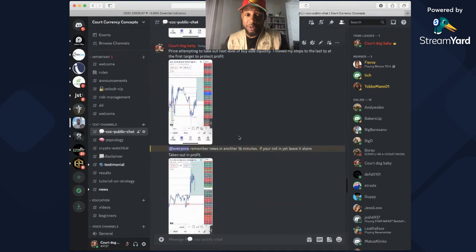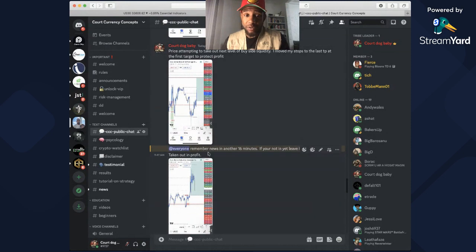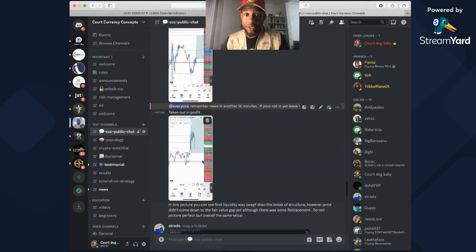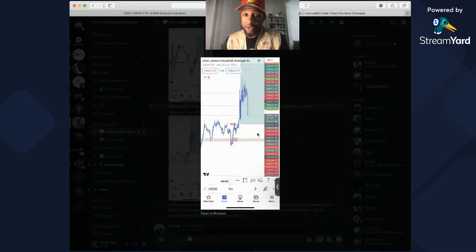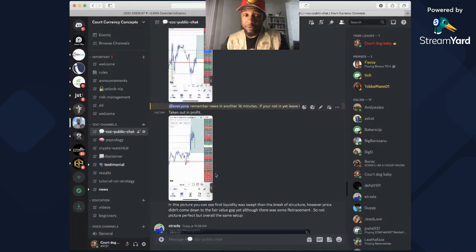I always update the Discord. All right, and then I explained right here that my stop was taken out. Okay, and I always explain to them. In this picture, you can see first liquidity was swept, then the break of structure. However, price didn't come back down to the fair value gap yet, although there was some retracement. So not picture perfect, like I told you guys, but overall the same setup.